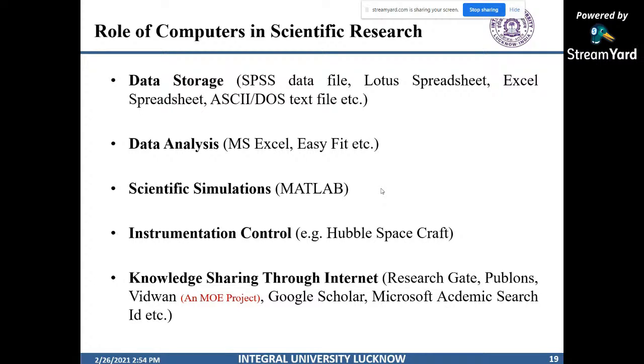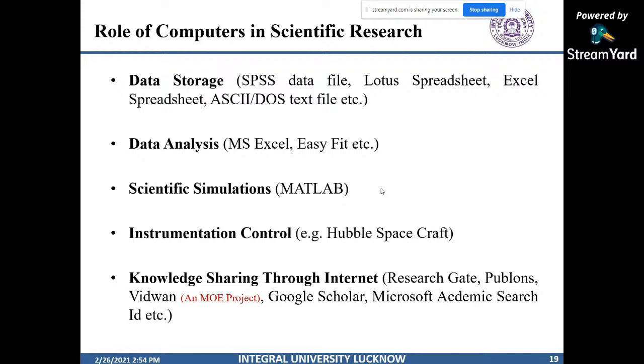Publons is very good. You can upload your publications there, and after some time you can also become a reviewer of some journals. Publons also gives recognition for those reviews. You upload your data on the Publons website, and after uploading you can download your research CV from there.